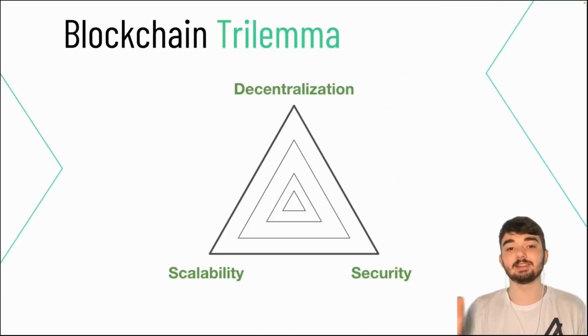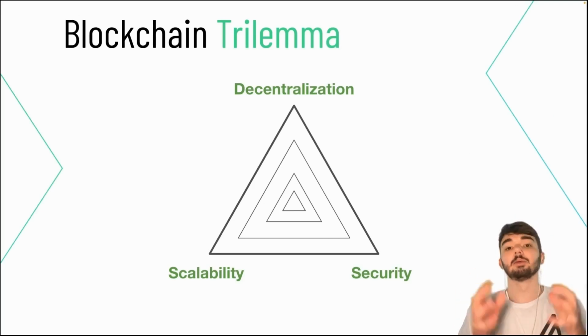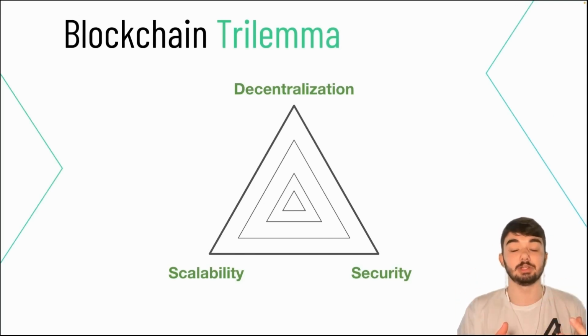So the biggest thing to talk about when it comes to blockchains is the blockchain trilemma. These are three pillars that make a strong blockchain, and that is decentralization, scalability, and security. Now in Algorand, we have solved all three of these areas. Our chain is decentralized, it's secure, and it's scalable.